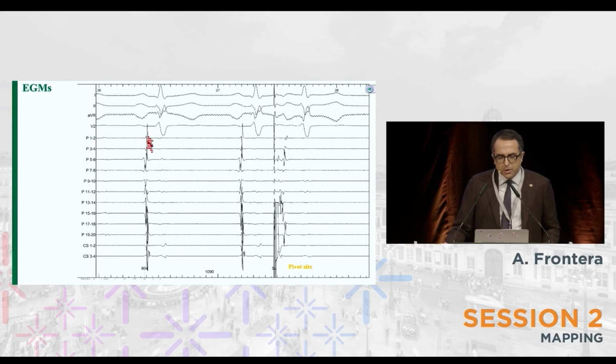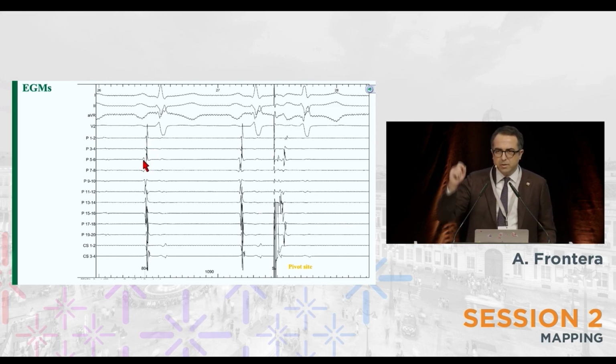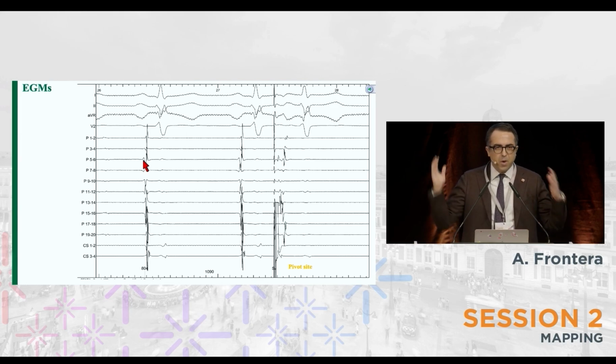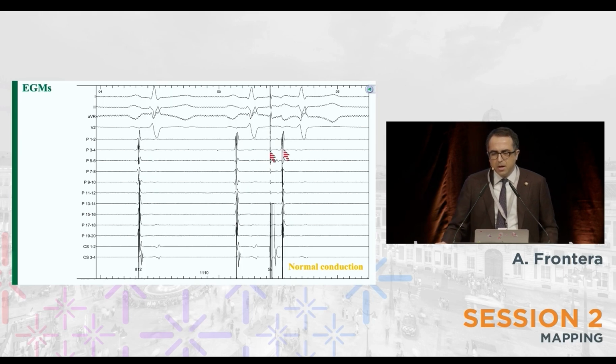And you see here, we are doing sinus rhythm, and everyone agrees with me, I think. This short duration, high amplitude, absence of fractionation. So here, the wavefront is propagating very fast. And during the extrastimulus, here you see there is the same behavior. So this is normal conduction.